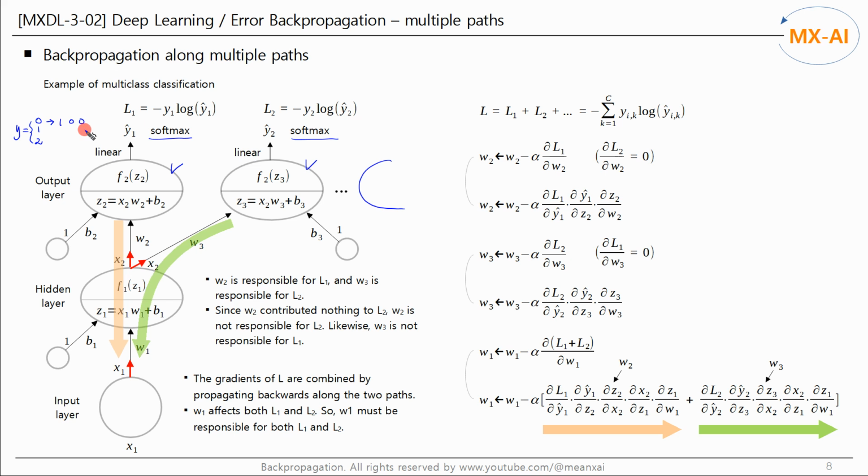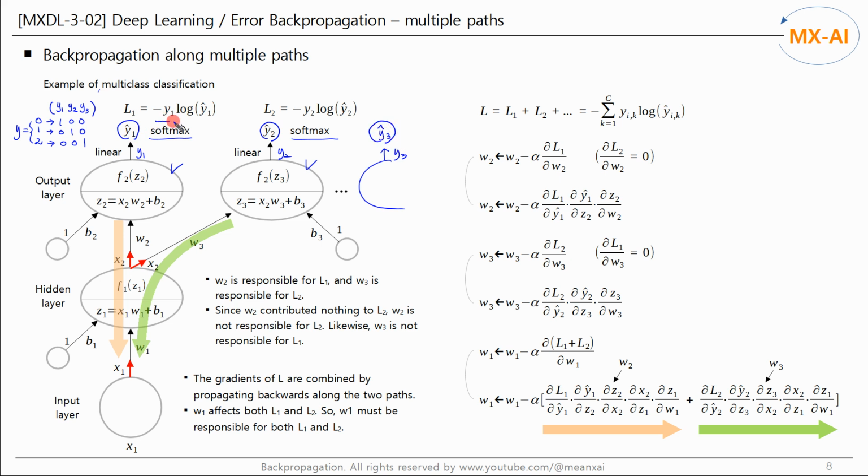Class 0 is encoded as 1, 0, 0. Class 1 is encoded as 0, 1, 0. And class 2 is encoded as 0, 0, 1. The subclasses Y1, Y2, Y3 are the desired outputs of the output neurons. The outputs of each neuron are Y-hat1, Y-hat2, and Y-hat3 respectively.